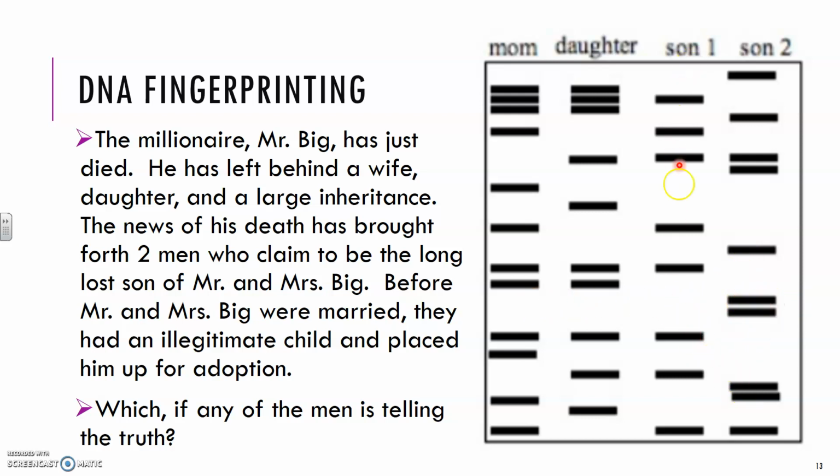Okay, and you continue looking down, and son 1 is still hitting more and more matches, while son 2 is still missing more and more. So at that point, you can conclude that son 1 is actually the long-lost son of Mr. and Mrs. Big. Okay, simply by looking at his sister and his mom and their DNA fingerprints.